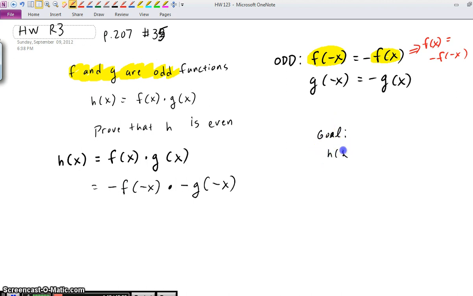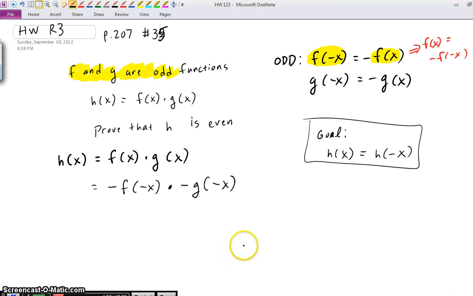And my goal is to get h of x equal to h of negative x, because that's the definition of even. Okay, I can't start with that because that's what I'm trying to prove. So I'm going to start with this.